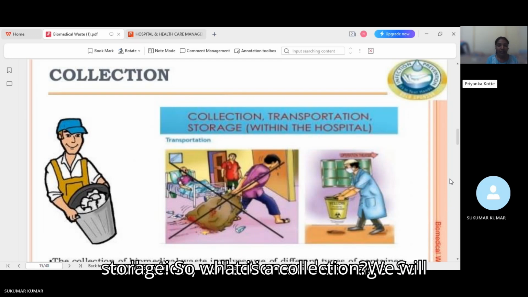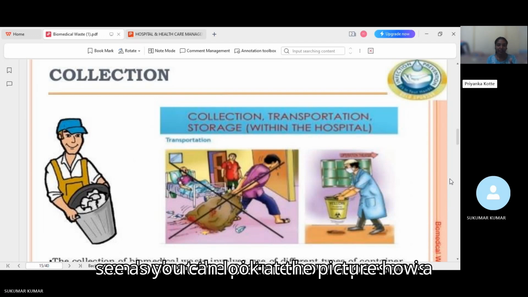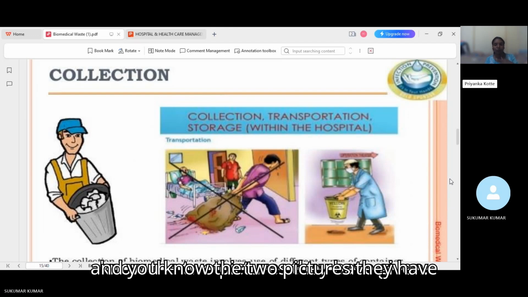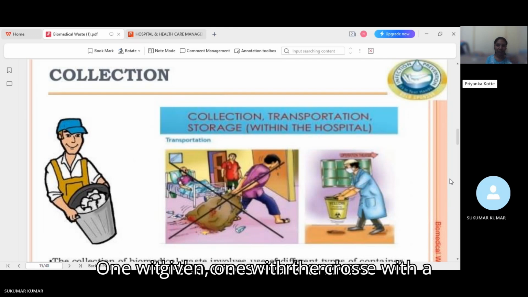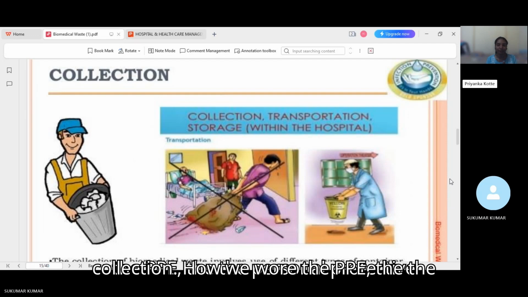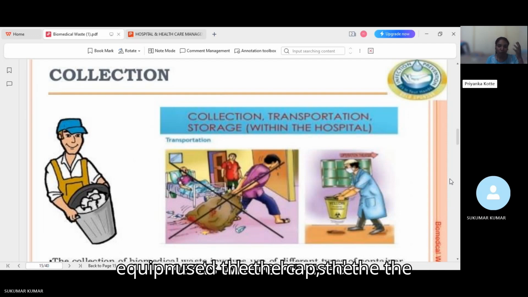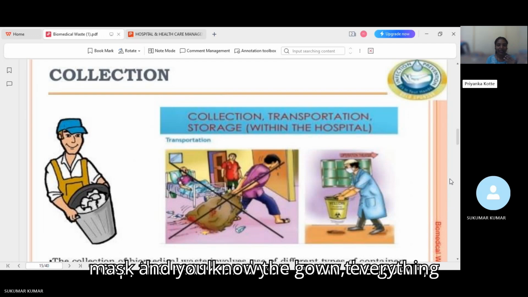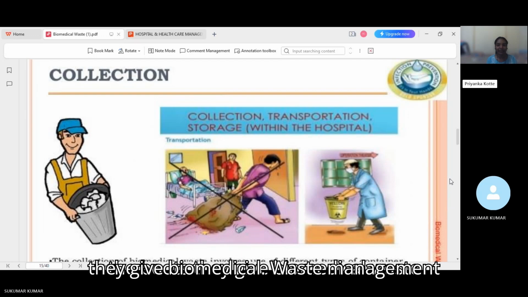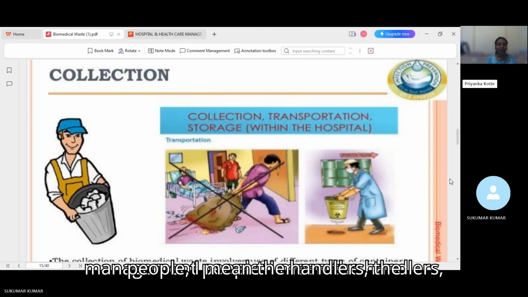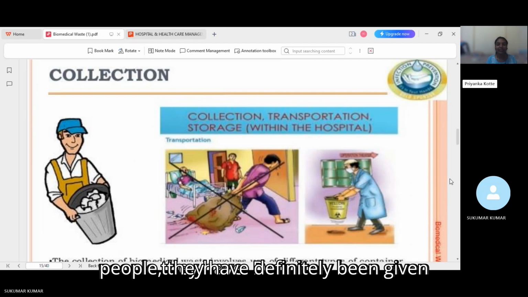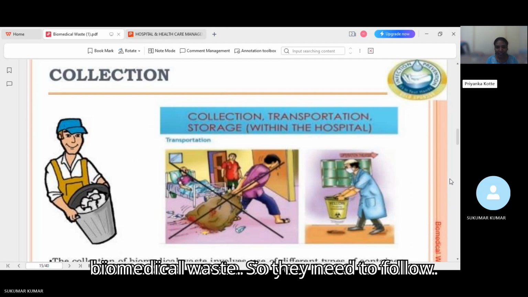collection and storage. So what is collection? As you can look at the picture, a person is collecting the waste with a bin, and the two pictures they have given, one with the cross mark and one with the proper method of collection, show how we wear the PPE, the personal protective equipment, where he used the cap, the mask, and the gown, everything, and he even wore the shoes. Okay, the boots. The biomedical waste management handlers have definitely been given all this equipment in order to handle the biomedical waste. So they need to follow it.